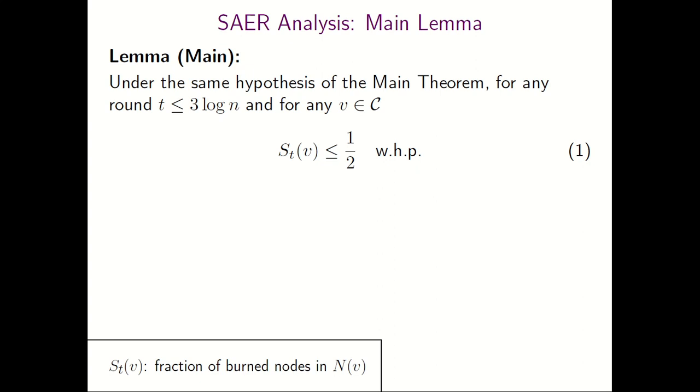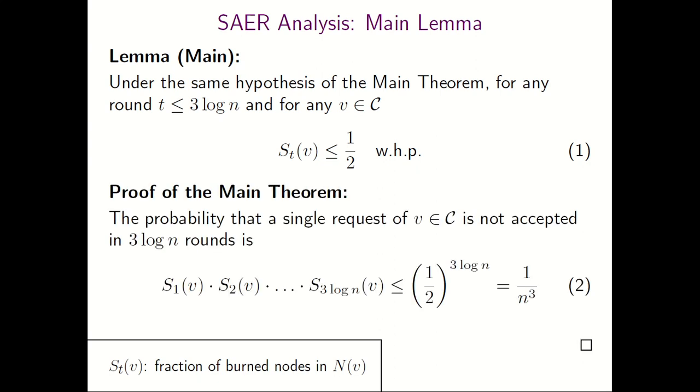The main theorem follows from the main lemma. This lemma states that the fraction of burned nodes S_t of V is always bounded by 1/2 with high probability for all the rounds until time 3 log n. The proof of the main theorem follows from this lemma.